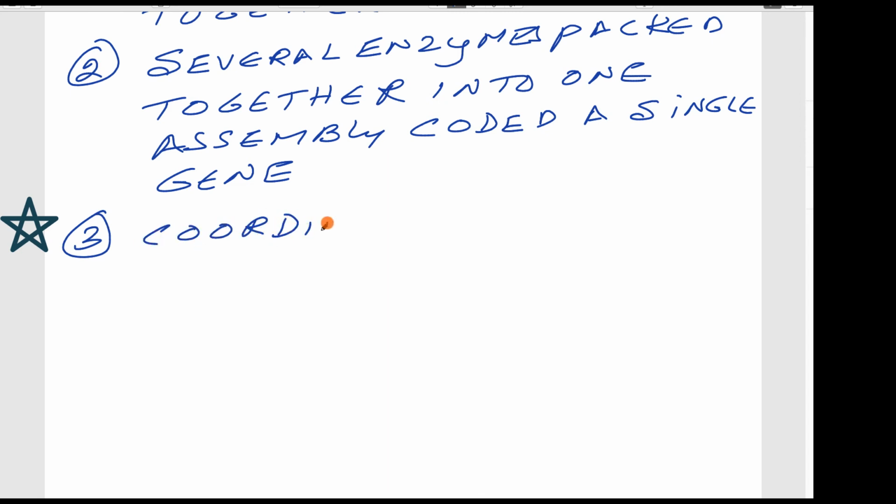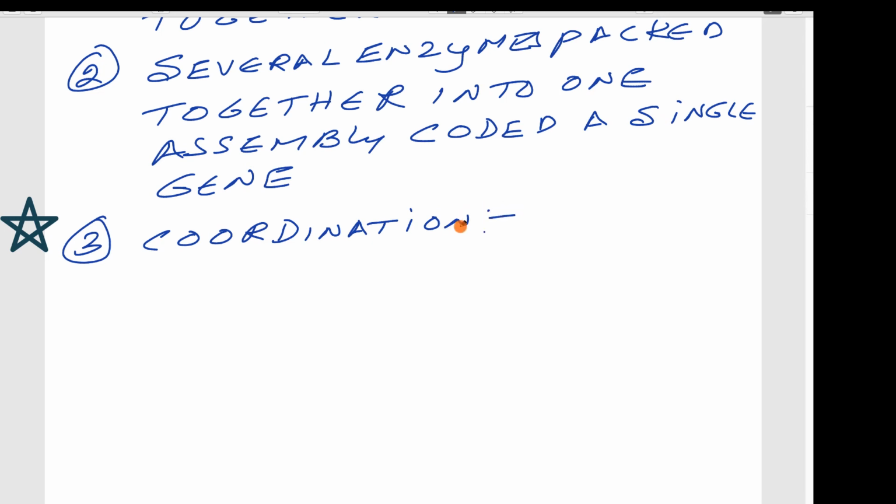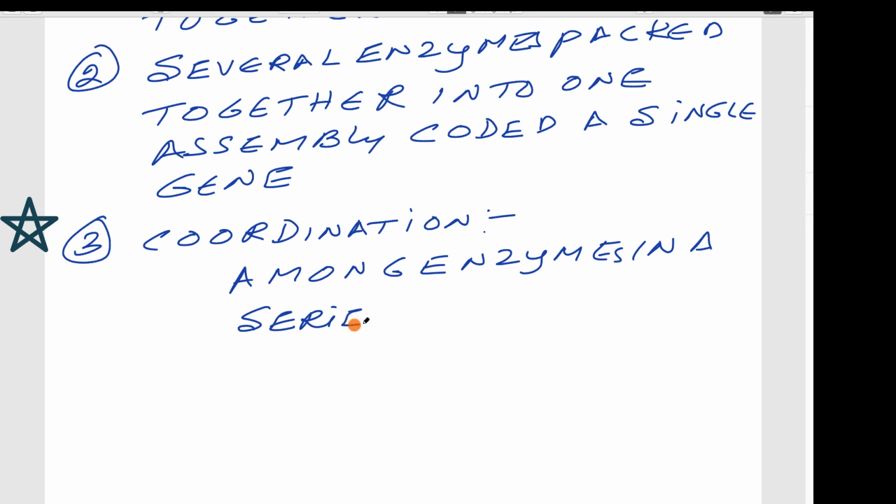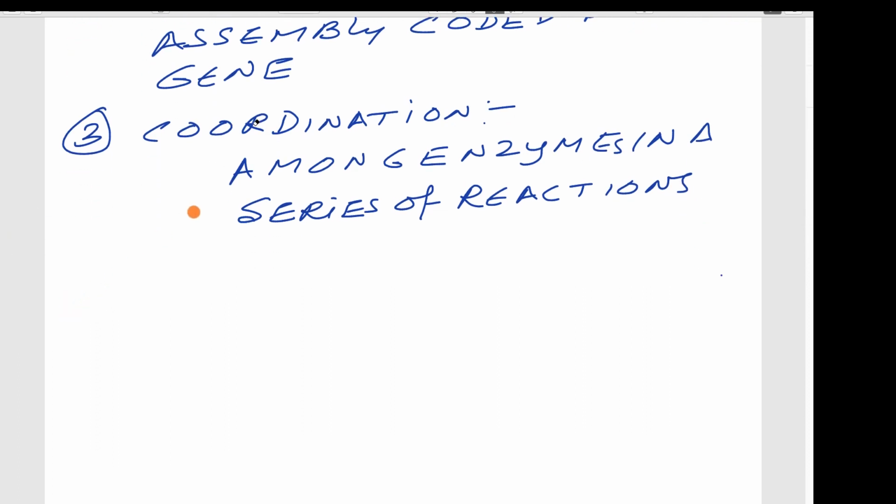The maximum coordination is present when you see such multi-enzyme complexes, among the enzymes in a series of reactions. So maximum coordination can be seen. The next advantage is that such multi-enzyme complexes lead to a higher catalytic rate.